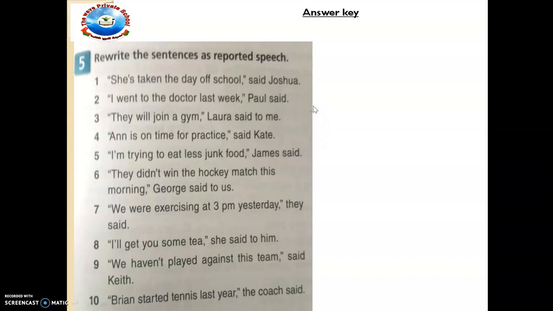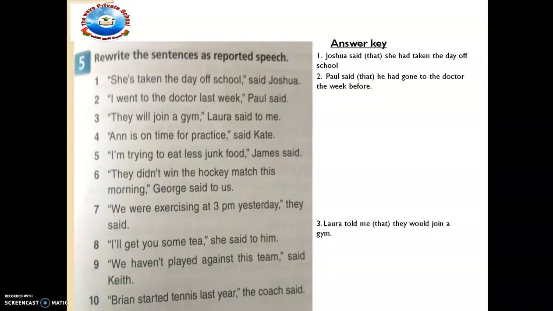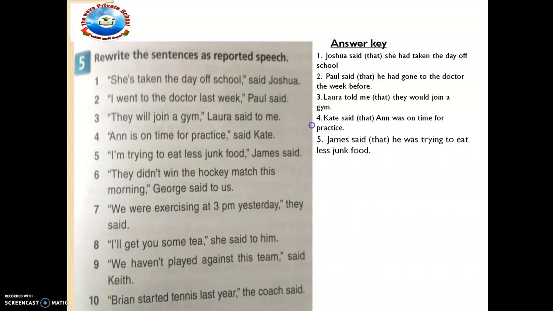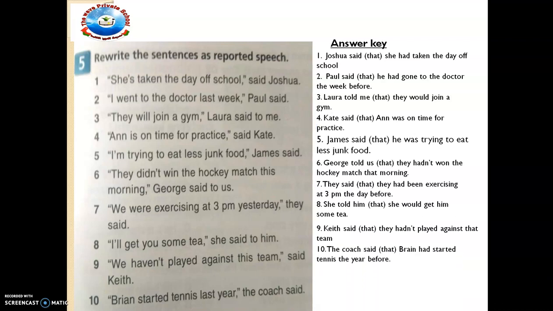Then having done that, you can cross-check your answer with this. Joshua said that she had taken the day off school. Number 2, Paul said that he had gone to the doctor the week before. And number 3, Laura told me that they would join a gym. So you can now check 4, and we have 5, 6, here comes 7 and 8, and 9 and 10. So I want you to write the correct answers there in your notebook. Okay, so we want to make progress to exercise 6.